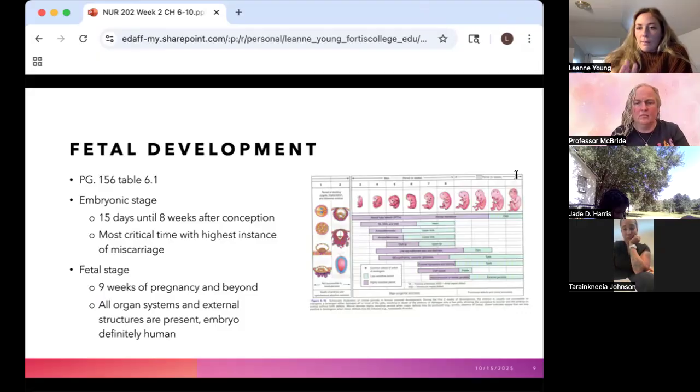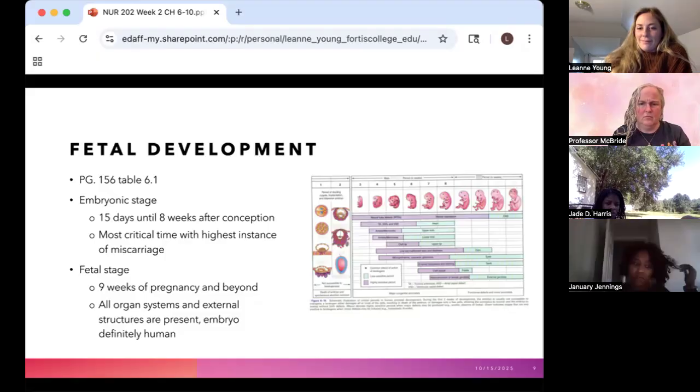So I know this is kind of going back to week 1, but where does fertilization occur? In the fallopian tube. Yep. I'm just making sure you guys aren't sleeping on me. So yeah, correct. It occurs in the fallopian tube.